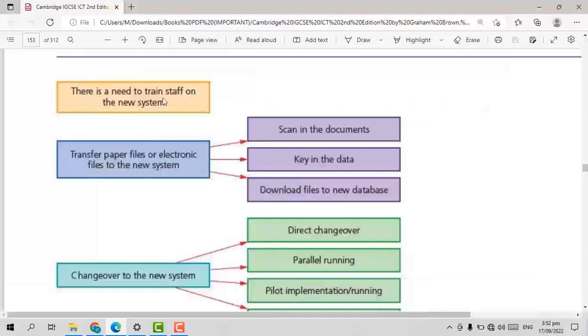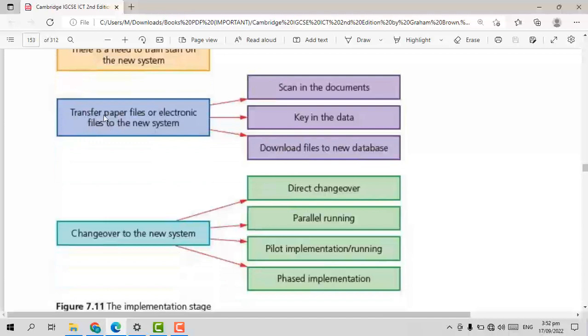Okay, there's a need to train staff on the new system. This is one step in implementation. The next step is to transfer paper files or electronic files to the new system. You can copy the data, you can key it in, you can scan it, or you can download it to a new database. This is the verification that we use. We copy the old data to the new system, right?